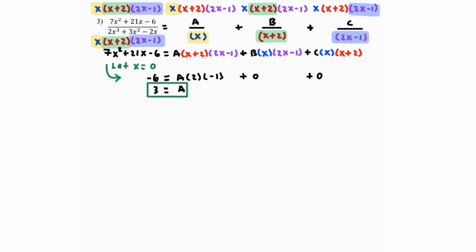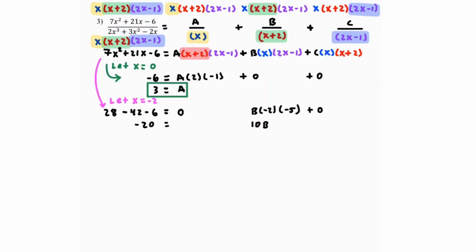Now, instead of looking at x, let's look at this x plus 2. Let x equal negative 2. Alright, we'll substitute x equals negative 2 and simplify as we go. So, for the 7x squared plus 21x minus 6, 7 times negative 2 quantity squared is just 28. 21 times negative 2 is negative 42, and negative 6 is just negative 6. And then on the right side of the equal sign, we have 0 plus b times negative 2 times negative 5 plus 0. Simplify this, we get negative 20 is equal to 10b. Divide both by 10, we get b to be negative 2.